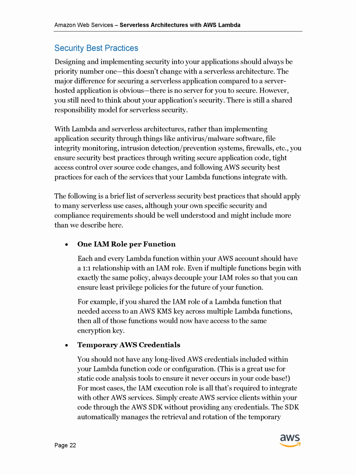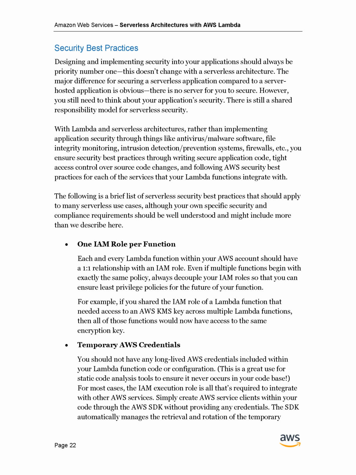With Lambda and serverless architectures, rather than implementing application security through things like antivirus/malware software, file integrity monitoring, intrusion detection/prevention systems, firewalls, etc., you ensure security best practices through writing secure application code, tight access control over source code changes, and following AWS security best practices for each of the services that your Lambda functions integrate with. The following is a brief list of serverless security best practices that should apply to many serverless use cases, although your own specific security and compliance requirements should be well understood and might include more than we describe here.